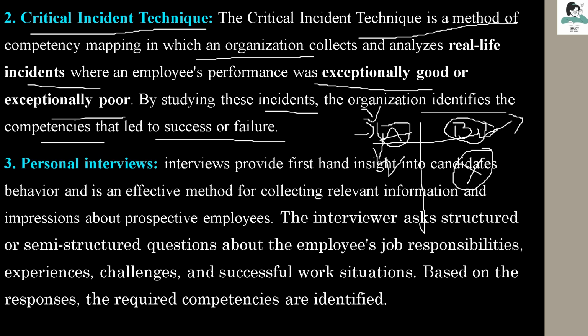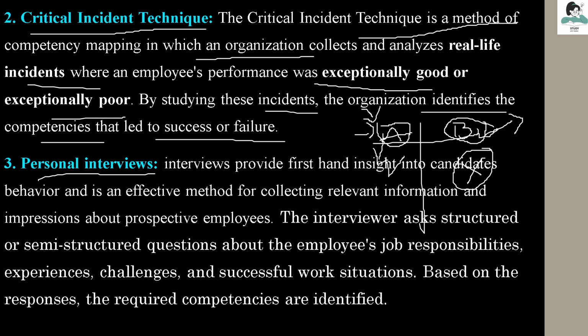Now, the next method is personal interviews. In this method, the interviewer talks directly with the employees to understand their knowledge, skills, experiences, and behavior. So it's a personal, direct, face to face interview. The interviewer asks structured questions about the person's work experiences and observes how they are responding.